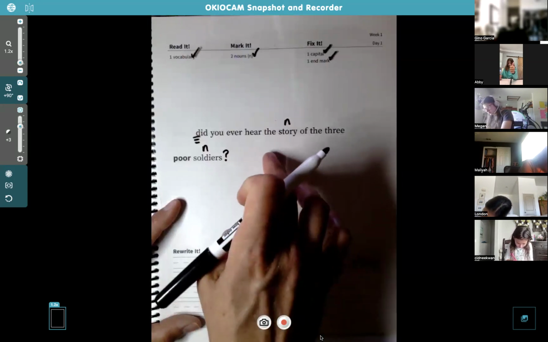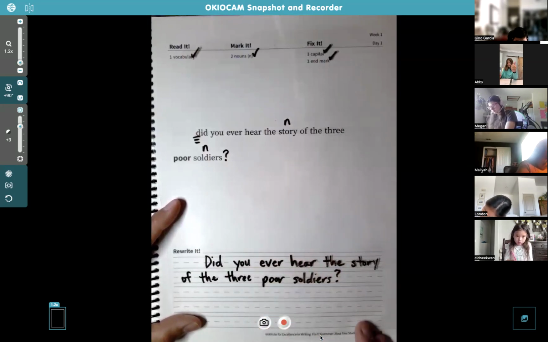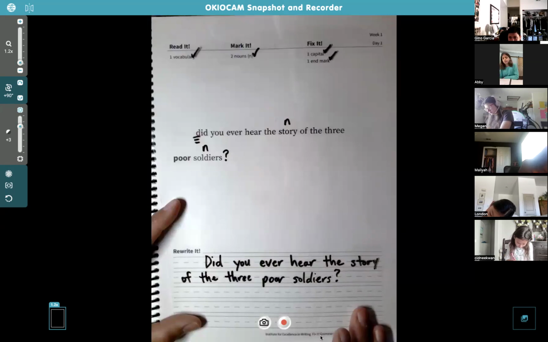Sydney, it might be easier if you just copy it from your own paper there, then you don't have to look up at the computer. Got it, Abby? Okay, good. Nice. Good, Gino. Oh, you did it on the iPad. That's good. That worked. Yeah, I could do it on my mom's iPad.